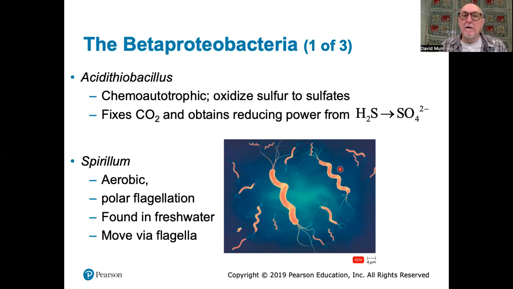Acidothiobacillus is a chemoautotrophic organism. That is, it fixes carbon dioxide, takes carbon dioxide and water, and builds biological molecules out of it in much the same way as would happen in photosynthesis, except that in chemoautotrophic processes, the energy needed to build those molecules is derived from already existing chemicals. And in the case of Thiobacillus, it in fact oxidizes hydrogen sulfide.